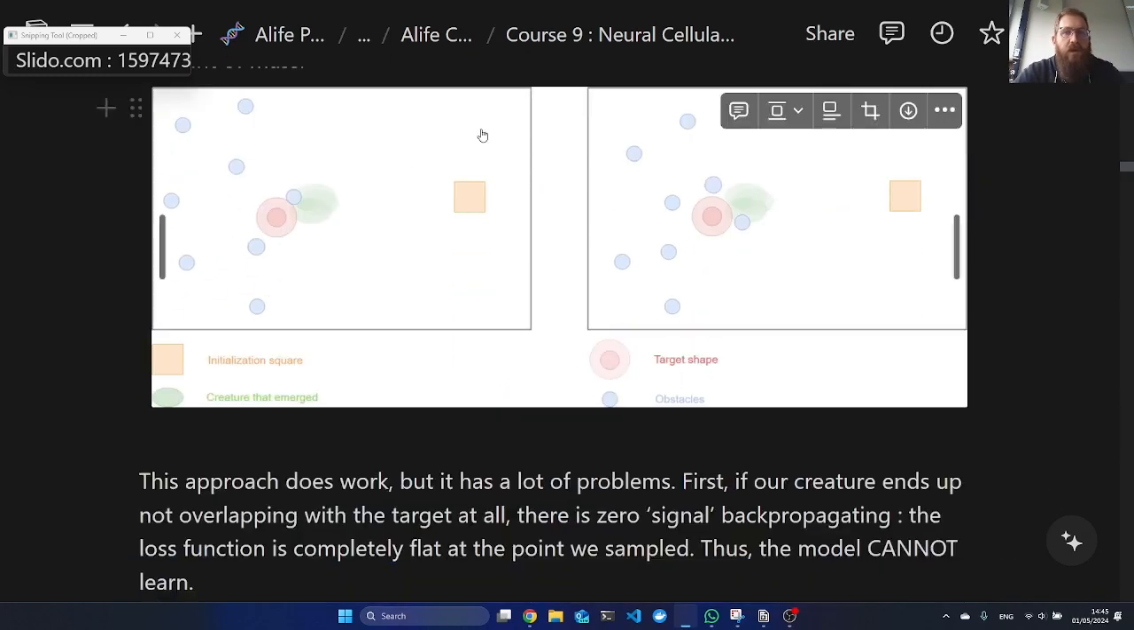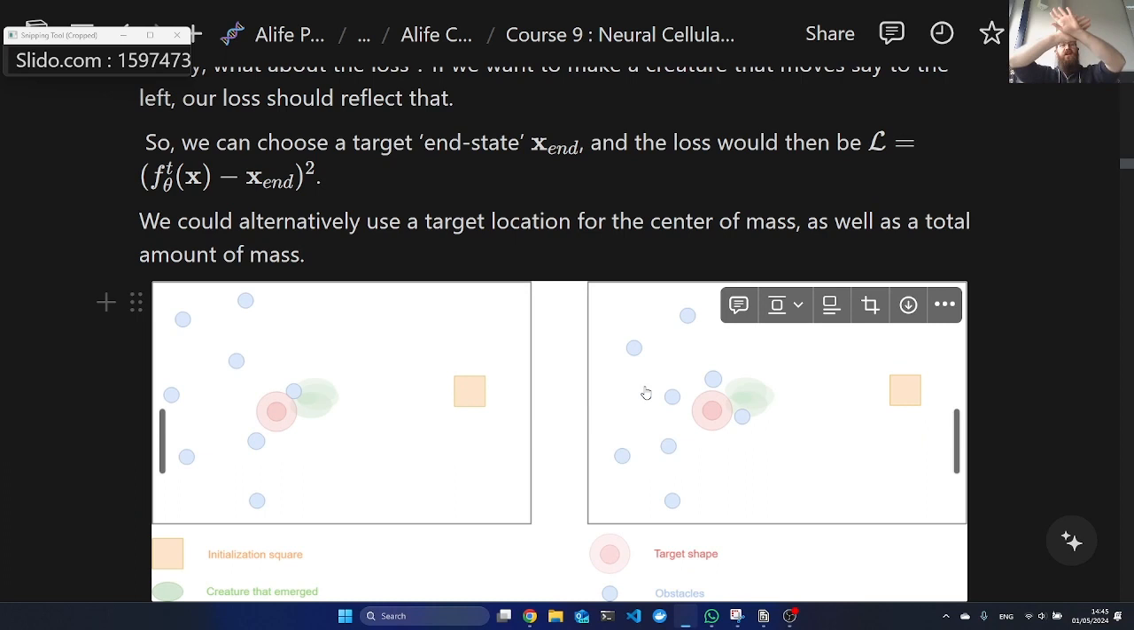This is a representation of what we mean. The orange square here is the initial condition. So we initialize with everything dead except a square of excitation. The red shape here is the location where we want the creature to be at the end, and the green shape here is the location that the creature happened to be after the evolution steps. So we take the difference between these two images and sum the square of the difference. This gives us a single number, which tells us how well the creature reached the target.